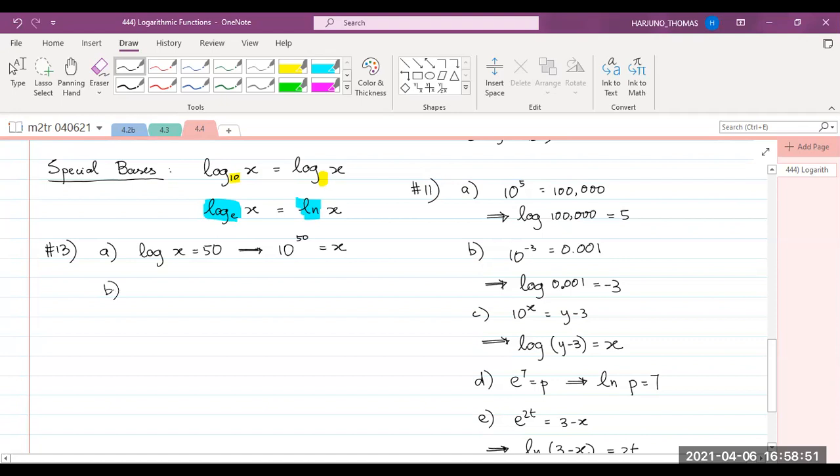Part B, log x equals 20t. What will that be in exponential form? As the base is 10, the exponent is 20t, the argument is x. And that's it.